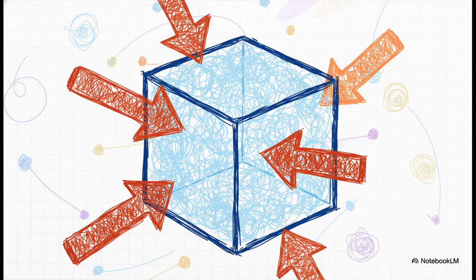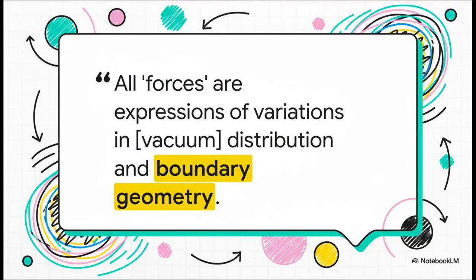And from that simple energy balancing act, a mathematical tool called the force tensor just naturally emerges. The easiest way to think of it is like a 3D pressure map. At any single point in space, it tells you all the pushes, the pulls, and the stresses that are happening in the vacuum. So this brings us to the most important point. The source material puts it perfectly. What we call forces are really just expressions of how this vacuum intensity is distributed and the shape of the boundaries between things. That quote really captures the whole idea.